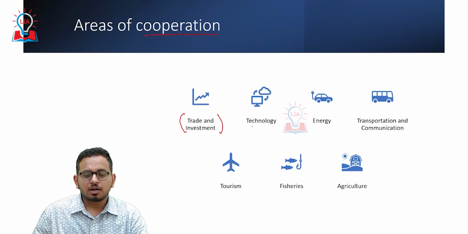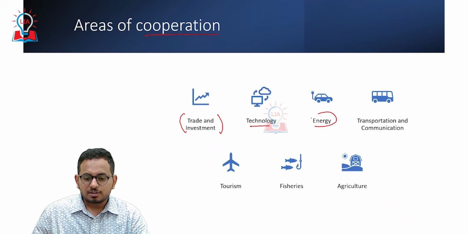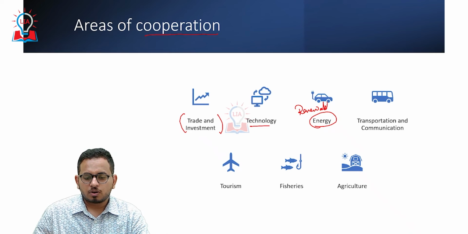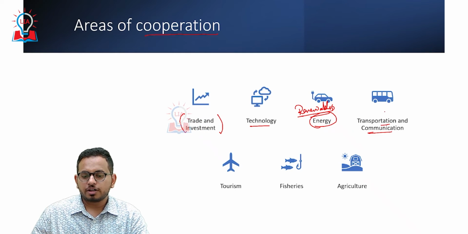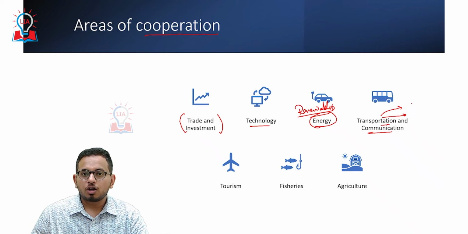Trade and investment, technology, energy security. We are moving towards renewables, and we are cutting down on the fossil fuels. Transportation and communication. You have seen the Kaladan multimodal river project and also the Asian Trilateral Highway, the BIMSTEC corridor. All these are a part of transportation and communication.